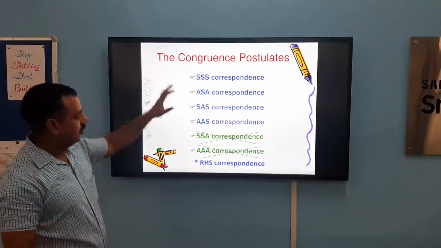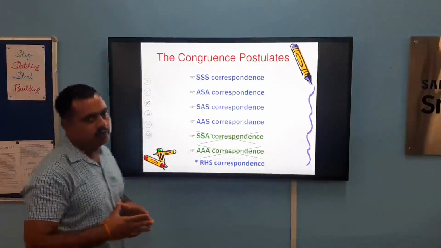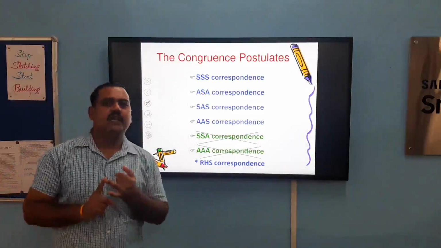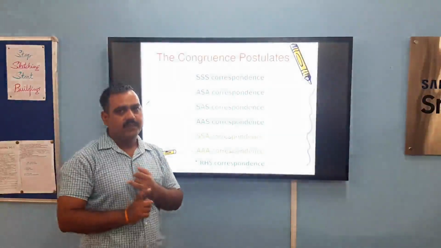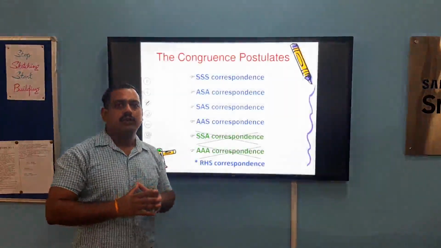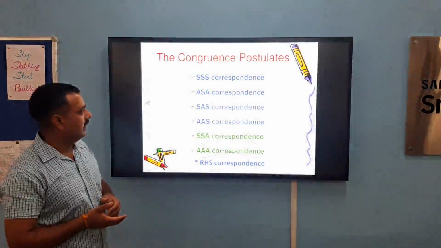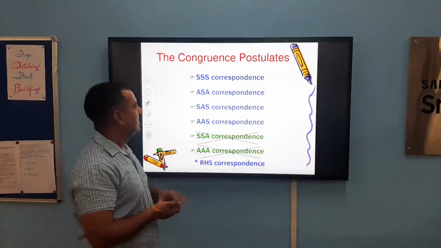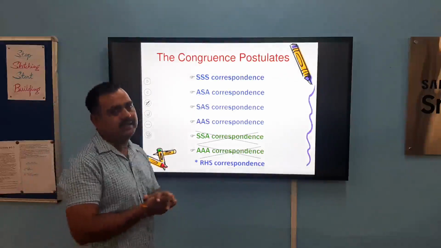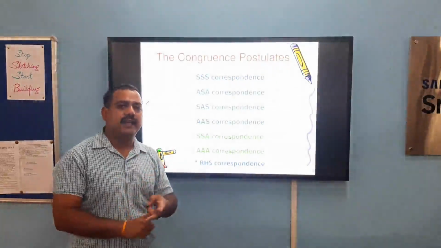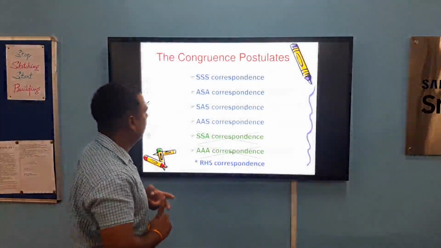Now let us recall the congruency postulates which we learned. First of all, we learned side, side, side congruency, in which all three sides of one triangle are equal to the three sides of another triangle. Second, we learned angle, side, angle. In this correspondence, two angles of two triangles are equal and the included side must be equal to the other triangle's side.